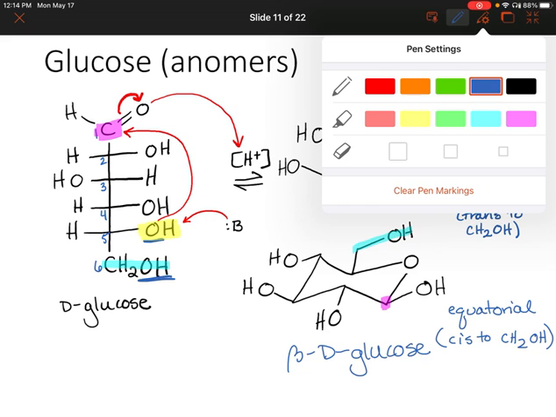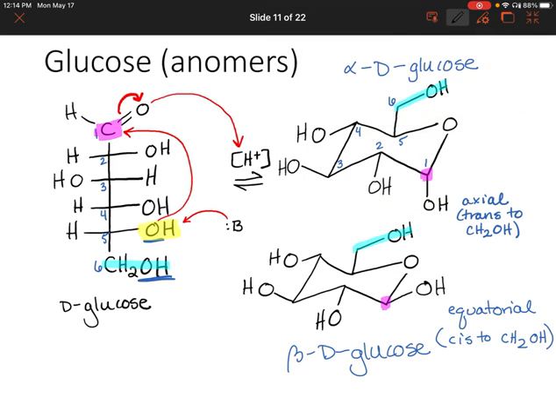So those 2 purple carbons, I'll just write down below. The purple carbons are anomeric carbons, because we have those 2 different positions for the OH group. Now, we would call these 2 different structures anomers. So kind of similar to enantiomers of each other, but they're anomers of each other. And we have the alpha anomer on the top and the beta anomer on the bottom.